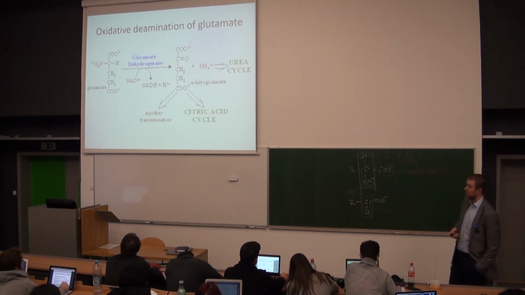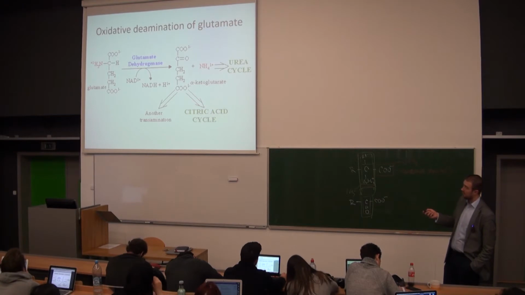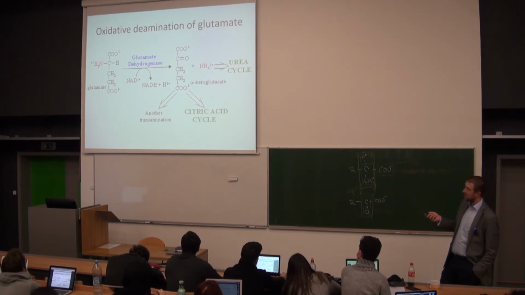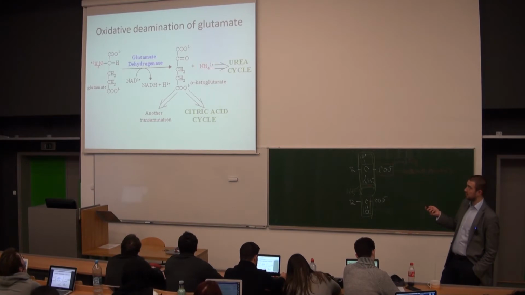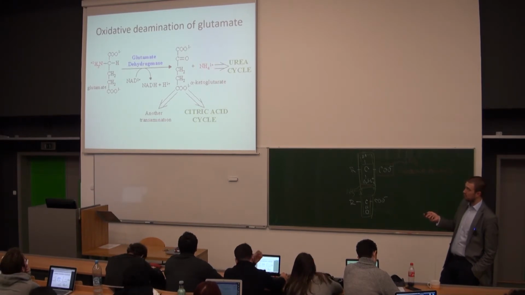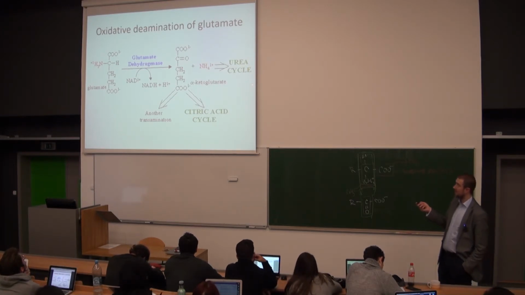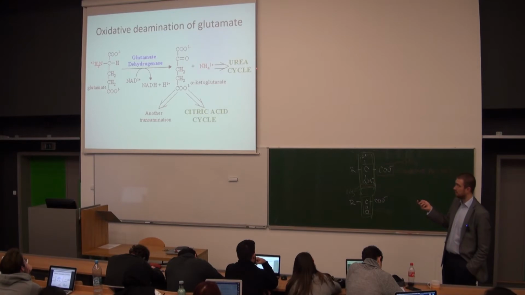If we look at the reaction, we have glutamate plus glutamate dehydrogenase, and you oxidize it, plus you deaminate it. That means that you release the free ammonia. From glutamate, you produce alpha-ketoglutarate. The ammonia molecule enters the urea cycle.